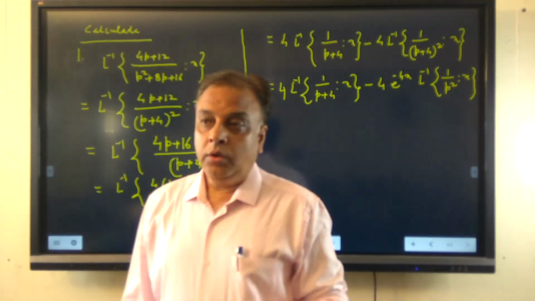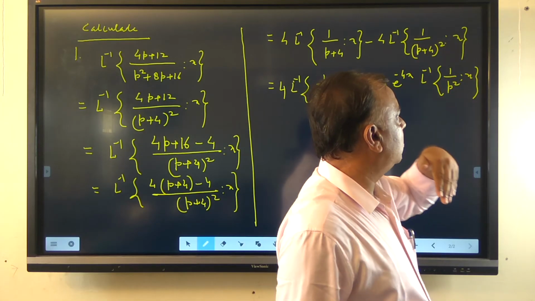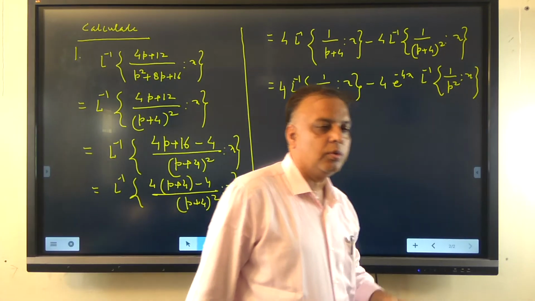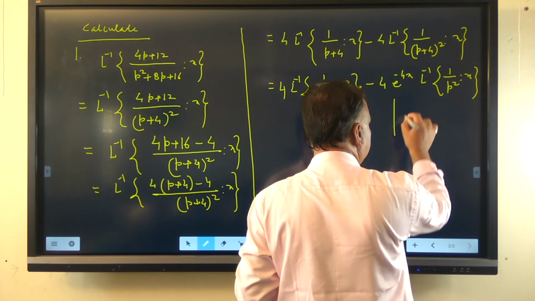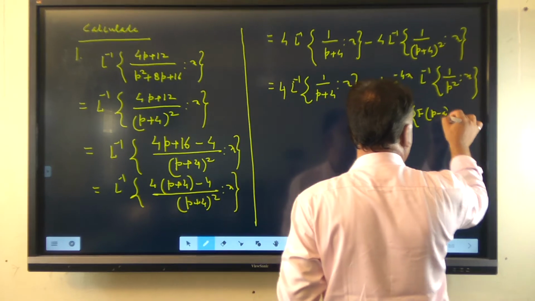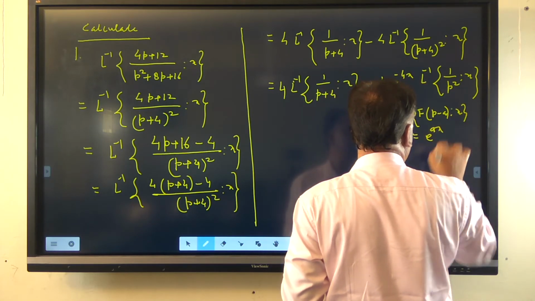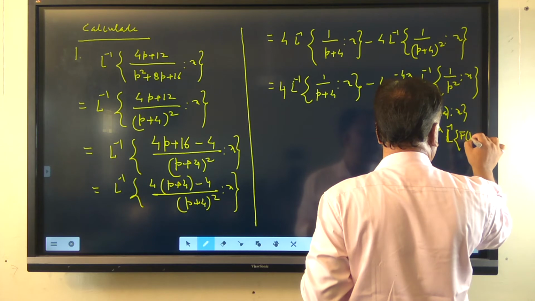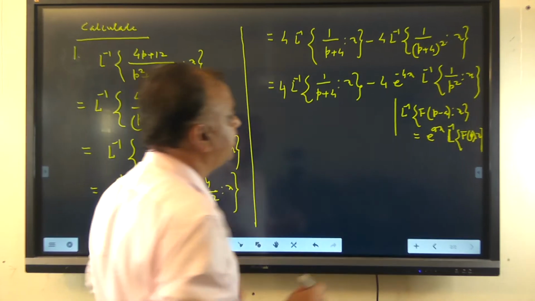Here we have used the first shifting property, as 1/(p + 4)² is equal to e raised to −4x times the inverse Laplace transformation of 1/p². The first shifting property says that the inverse Laplace transformation of f(p − a) with respect to x is equal to e raised to ax times the inverse Laplace transformation of f(p) with respect to x. So using the first shifting property, we get this result.